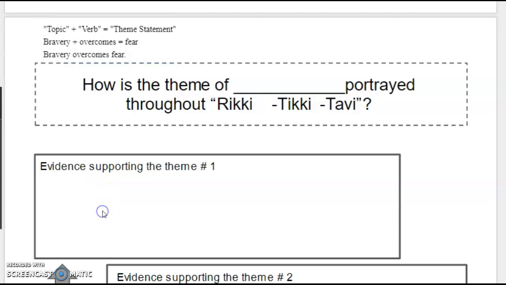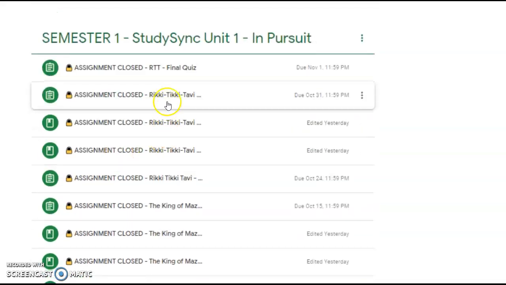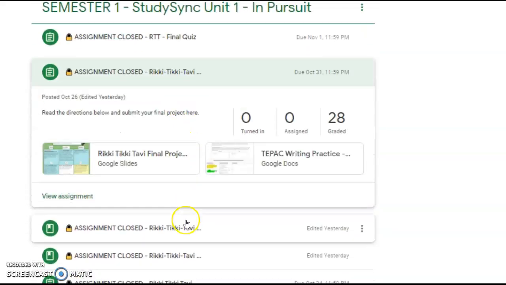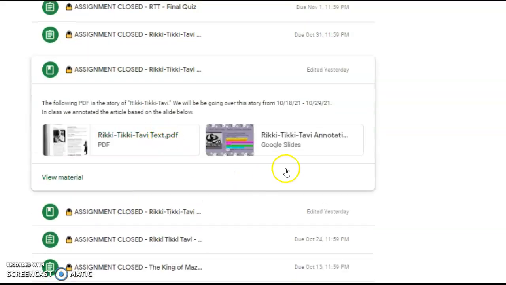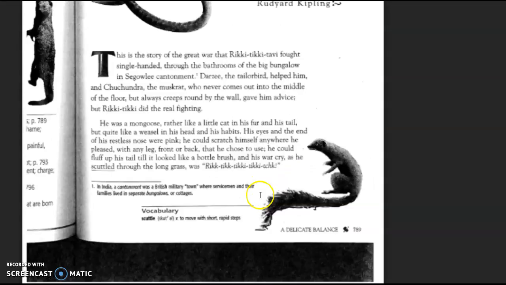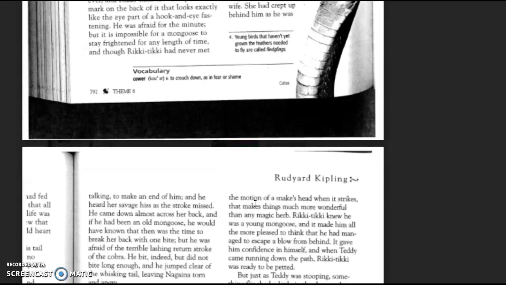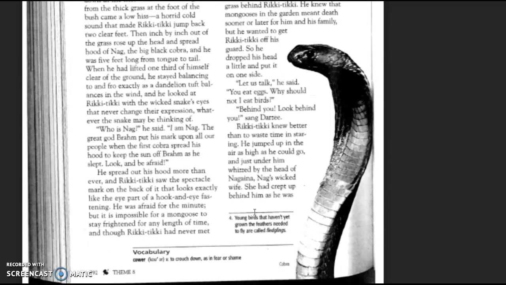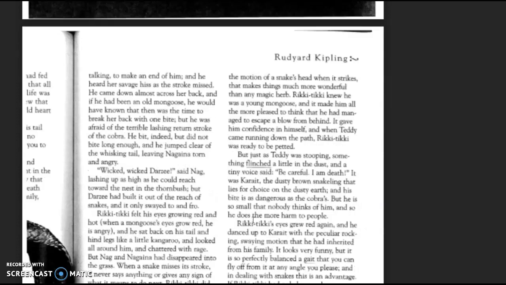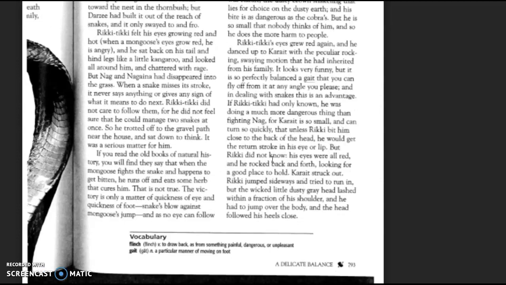So if I was going to find evidence of support in the theme, what I would do is go down to classwork. As you can see, I've been starting to close stuff out. That's your final project. We'll talk about that in a second. Here's the PDF if you need it. Okay, we annotated it in class together. Okay, I would go ahead and look for an example in the text somewhere where Rikki has to be brave. Okay, even though he is scared. Okay. I'm trying to see.